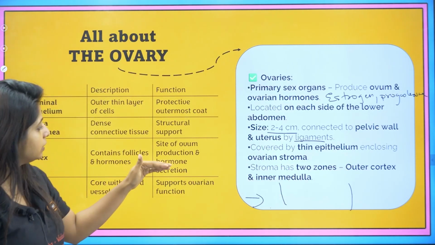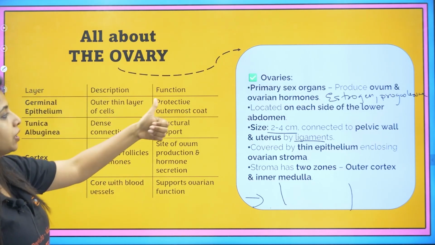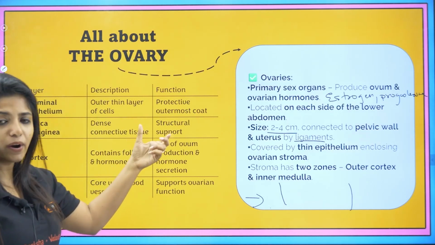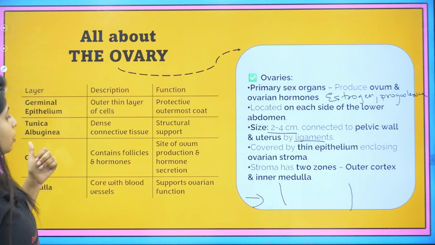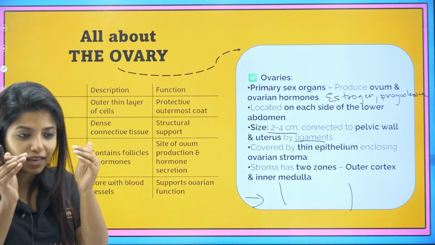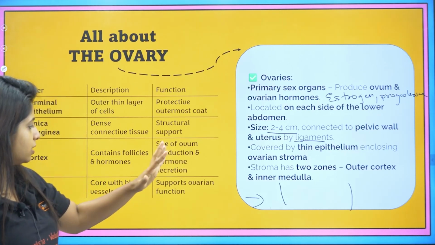I have made something like this which will be easy for you to understand. Germinal epithelium is the outer thin layer, the protective outermost coat. Then you have the tunica albuginea, the dense connective tissue, which provides structural support and also helps in connection. Now the cortex contains follicles and hormones. Follicles are the place where the egg cell is, so the egg is surrounded by follicles. It is the site of ovum production.